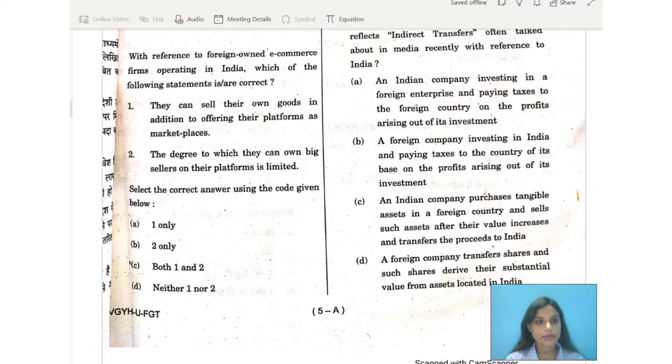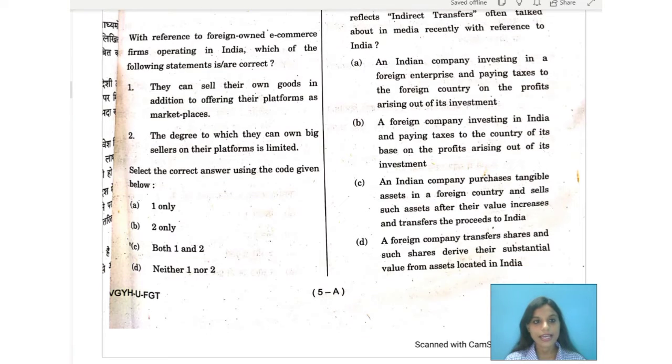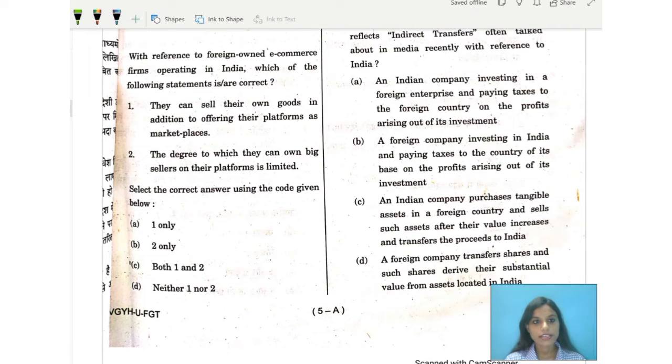I'll be providing you with the solutions as well as explaining why I chose that option. Okay, this is number 6. The number is not clear enough over here.